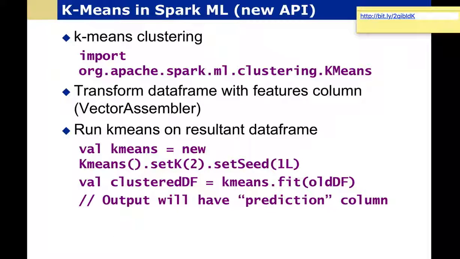Now, let me contrast this with the new API. In this case, we also call the class KMeans, but from the ML namespace. And what this is going to do, again, is transform our data frame with the features column. Remember, we got this from VectorAssembler. And then we're going to run KMeans on this resultant data frame. So here you can see that we're specifying k equals 2, and then we're setting a seed. And then we're going to call kmeans.fit on the old data frame. And then the new cluster data frame will have a new column, which is by default called prediction, that will contain an integer specifying what we are clustering that particular vector to.